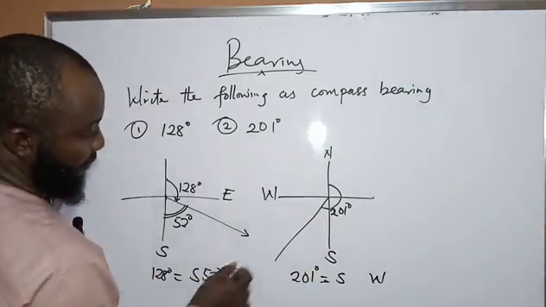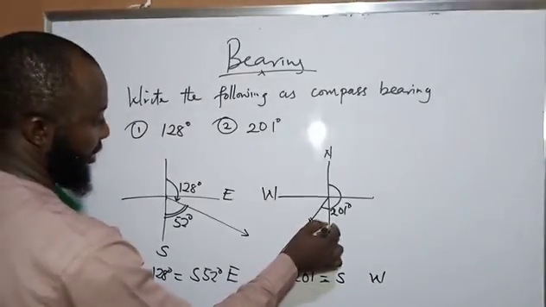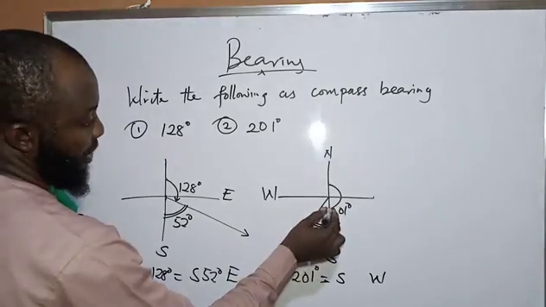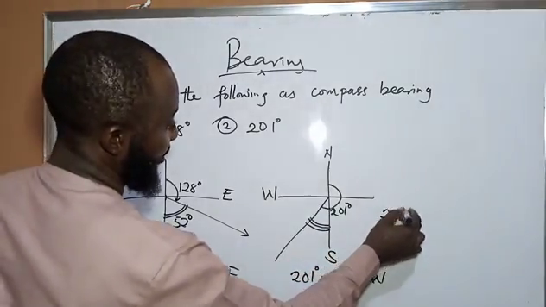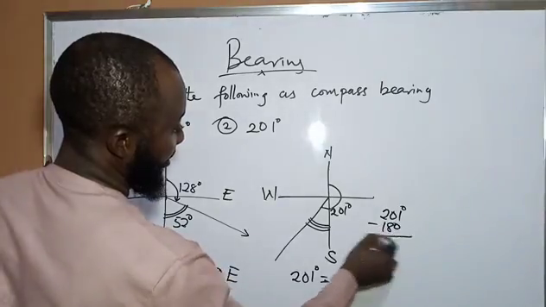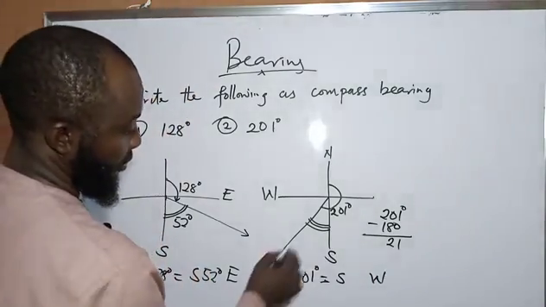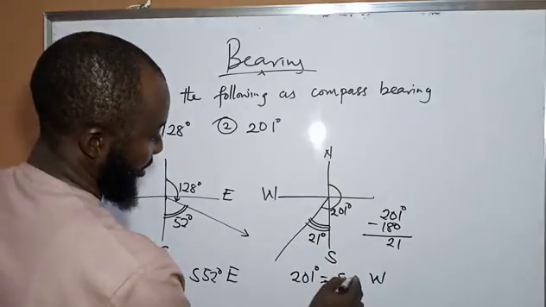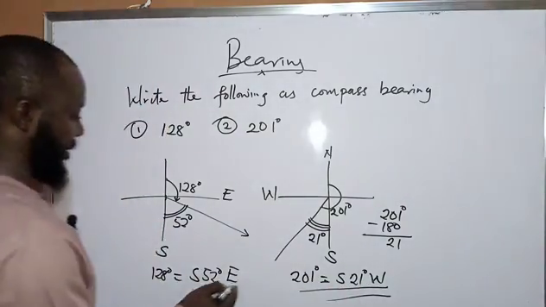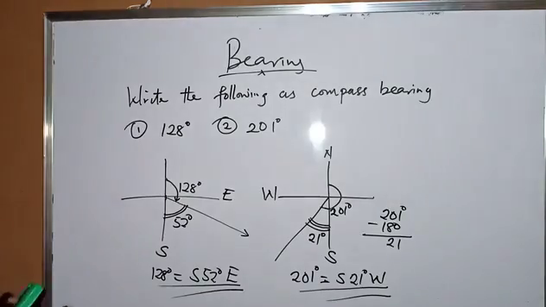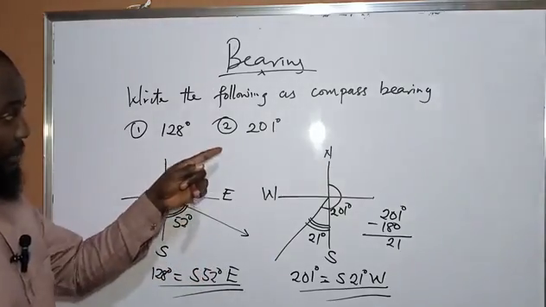The angle we are looking for in this case will be south towards the west, not this one. It will be this angle here. From here to here is 180, and from here to here is 201. That will be 201 degrees minus 180 degrees, which gives 21 degrees. That is south 21 degrees west. That will be the answer. So as you can see, we have changed 3-digit bearing to compass bearing, and at the same time we've changed compass bearing to 3-digit bearing.